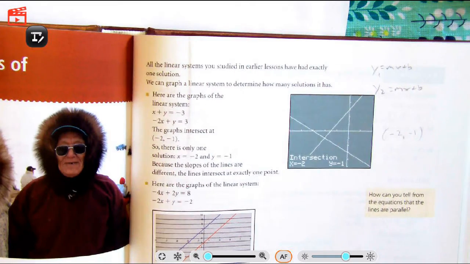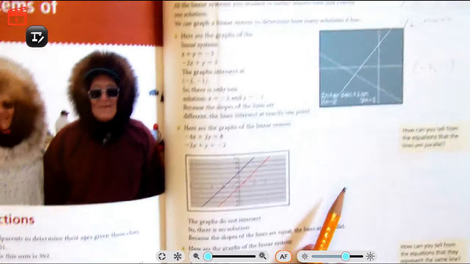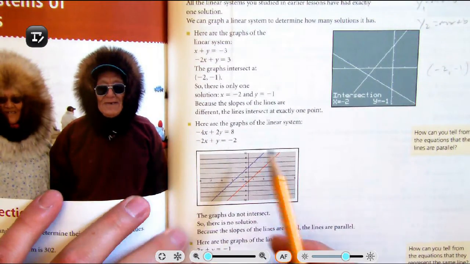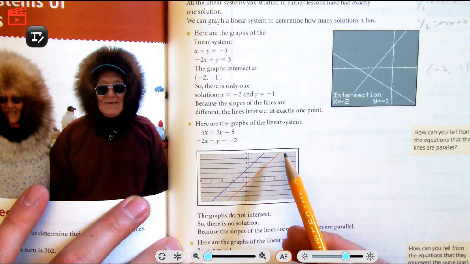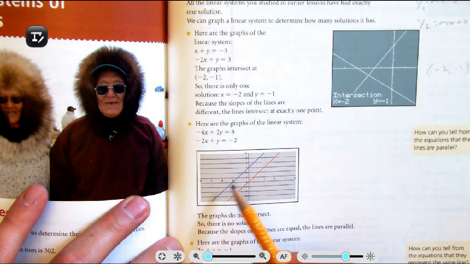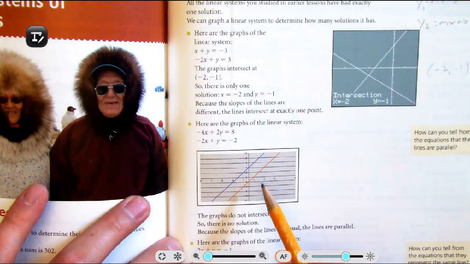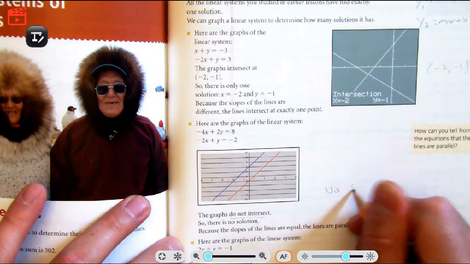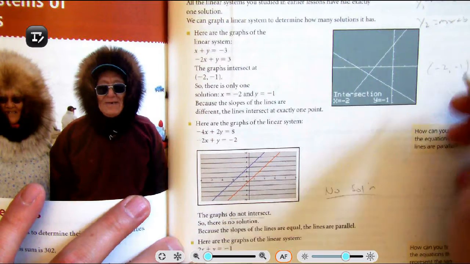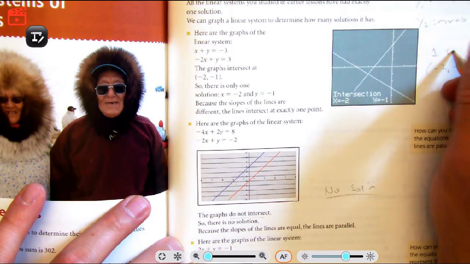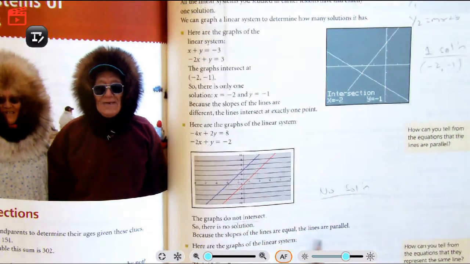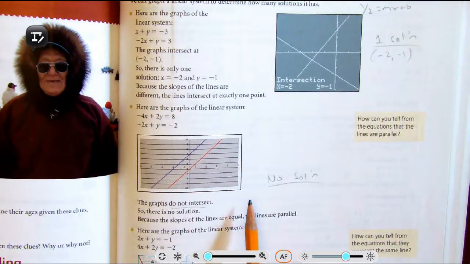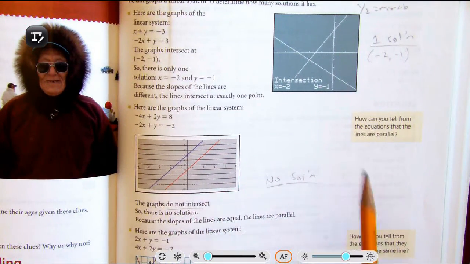But what if you ever graphed or rearranged and then you realized that you graph something and they have the same slope? Well, if they have the same slope, that means they're parallel. They will have no intersections. That means there's no solution. So most of the time, you're going to have one solution. But if they're ever parallel, see they have the same slope. As I said, they're going to have no solution.